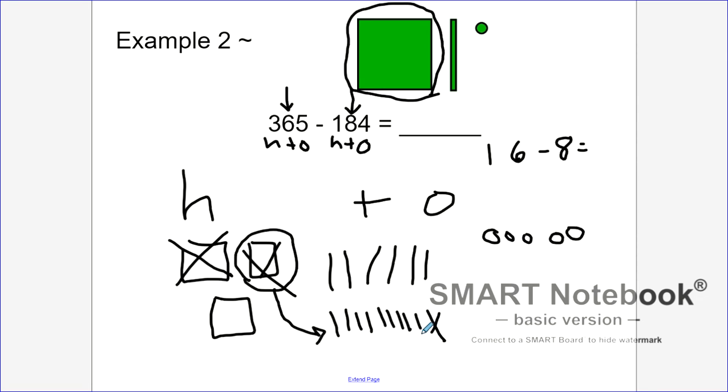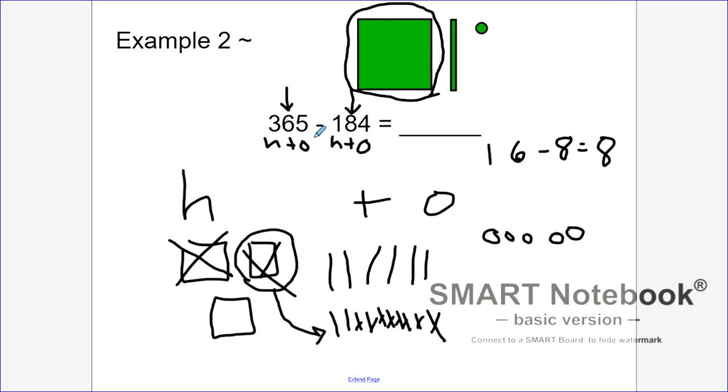Cross out 8 tens. 1, 2, 3, 4, 5, 6, 7, 8. And that leaves me with 8 tens left over. So as we can see, the answer would not be 2 tens. The answer is 8 tens.